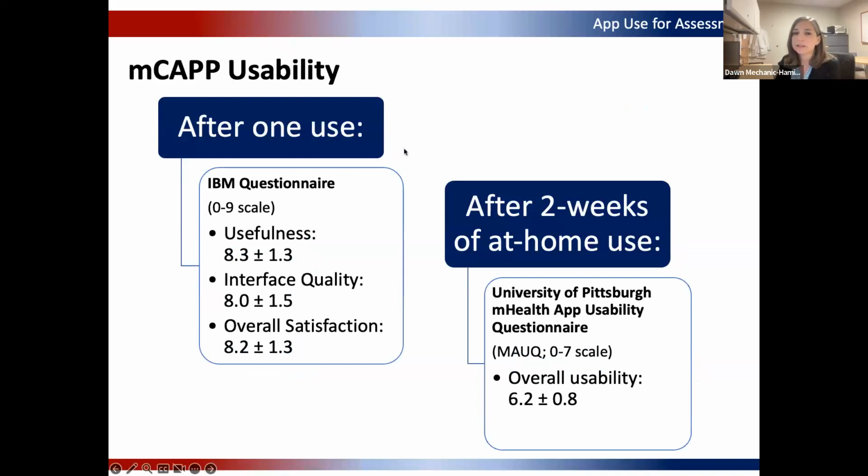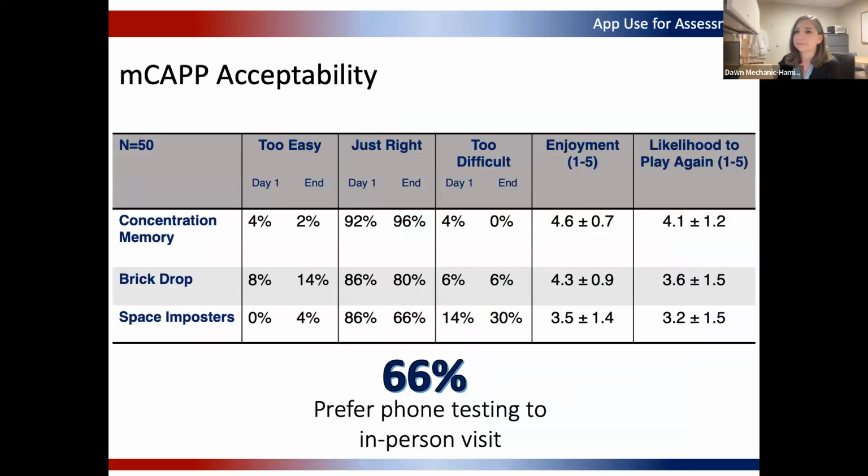In terms of the usability, so their feedback to us on whether or not it was easy to use the app itself, we use the IBM questionnaire for the usability upfront at the first visit, and got about 8-point ratings for that. And then after the 2 weeks of at-home use, we use the PIT mHealth app usability scale, and we're about 6 there. And we also ask for qualitative feedback on aspects of the app so that we can collect that for future improvement.